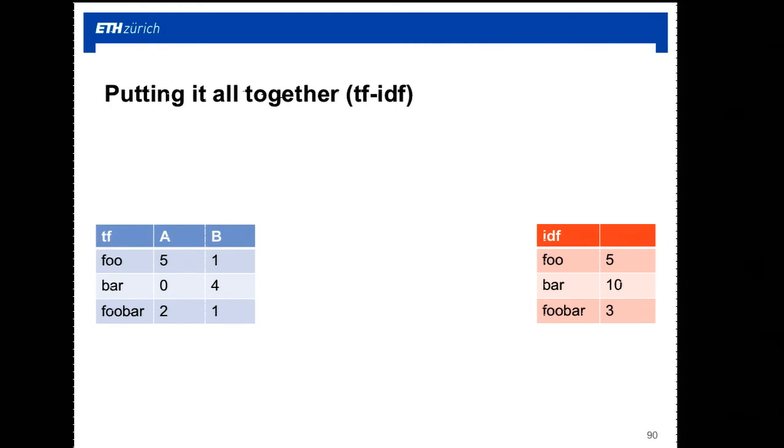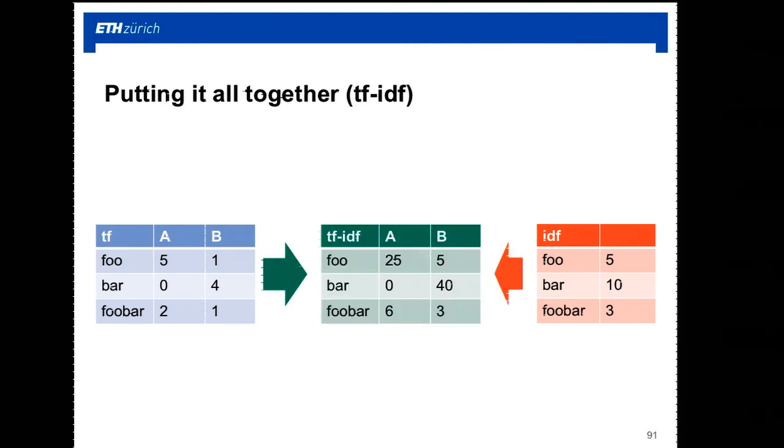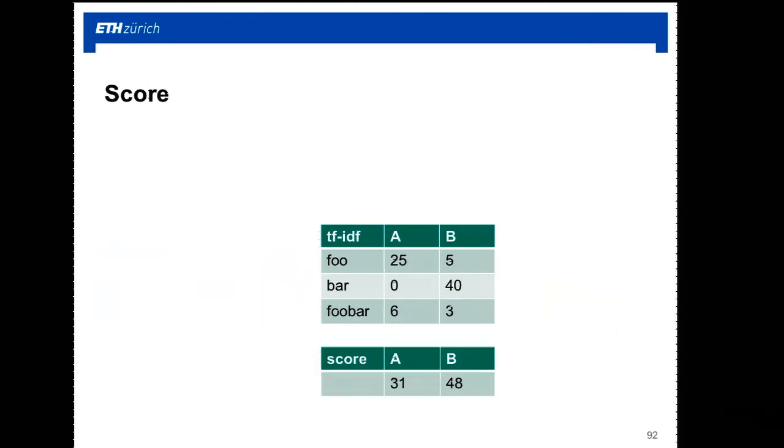So how do we do that? We just combine them in what is called the TF-IDF. And the TF-IDF, not very surprisingly, is just the product of the two. So we multiply everything here by 5, everything here by 10, and everything here by 3, and we get this table. Who's following? Perfect. That's called the TF-IDF. Remember that, because the TF-IDF is the score that we are looking for, right?